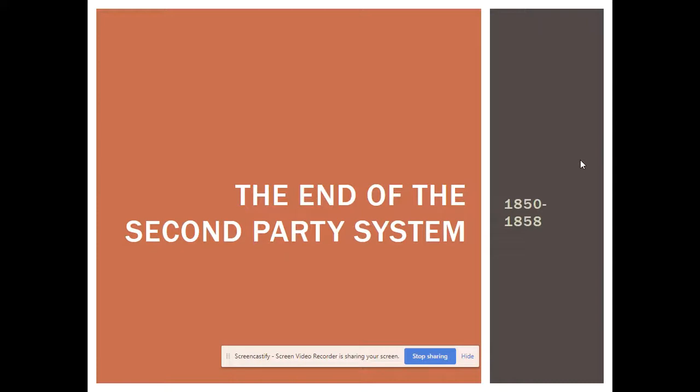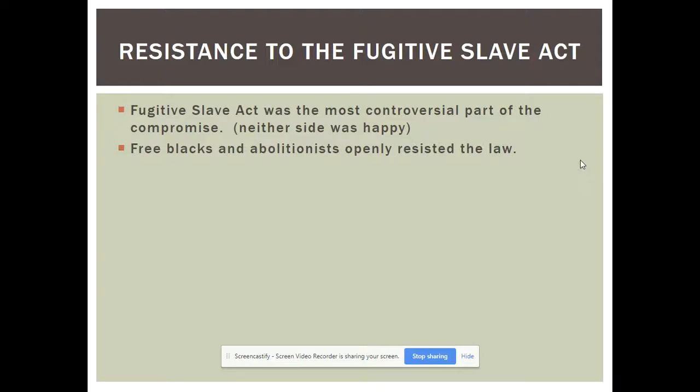All right, so once this happens, you're going to see the steamroller start toward the American Civil War. By far the most controversial aspect is that Northerners are ticked off that this Fugitive Slave Act is put into place. The South's not happy about it because they didn't get as much as they wanted. The North is certainly upset about it. And free blacks and abolitionists openly resist the law. So as slave catchers traveled northern states to try to capture potential runaway slaves, oftentimes abolitionists would run them out of town.